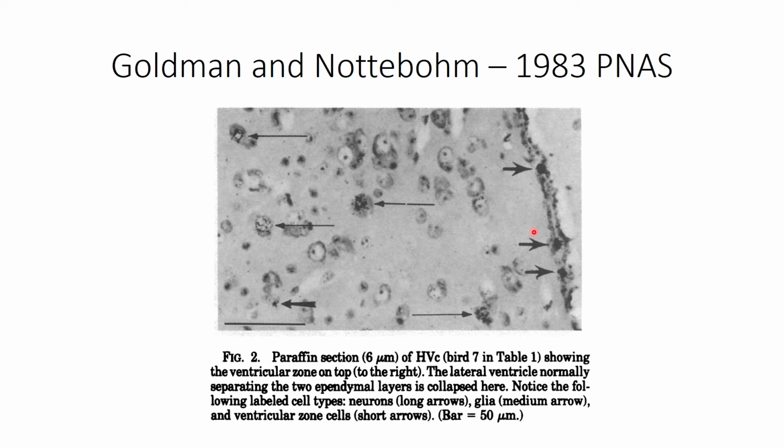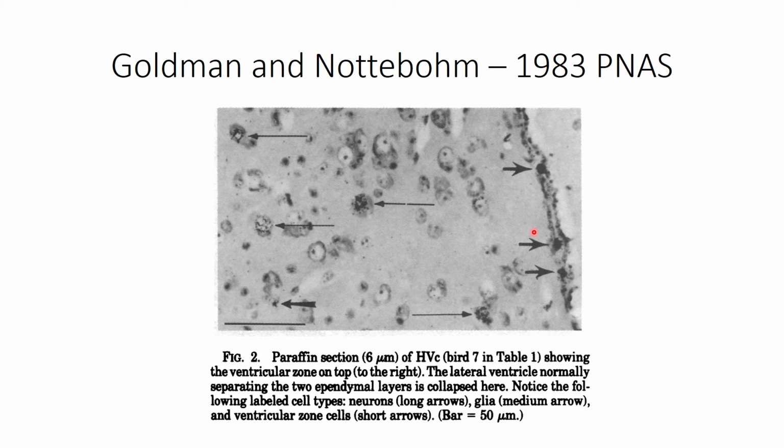Let me back up a little bit. Okay, so what Goldman and Nottebohm did is that they injected canaries with tritiated thymidine, and then I think they waited a month, I'm pretty sure. So they waited a whole month, and then they killed them, and then processed their brains for doing the photographic emulsion technique so that they could then see the silver grains overlying the cell.